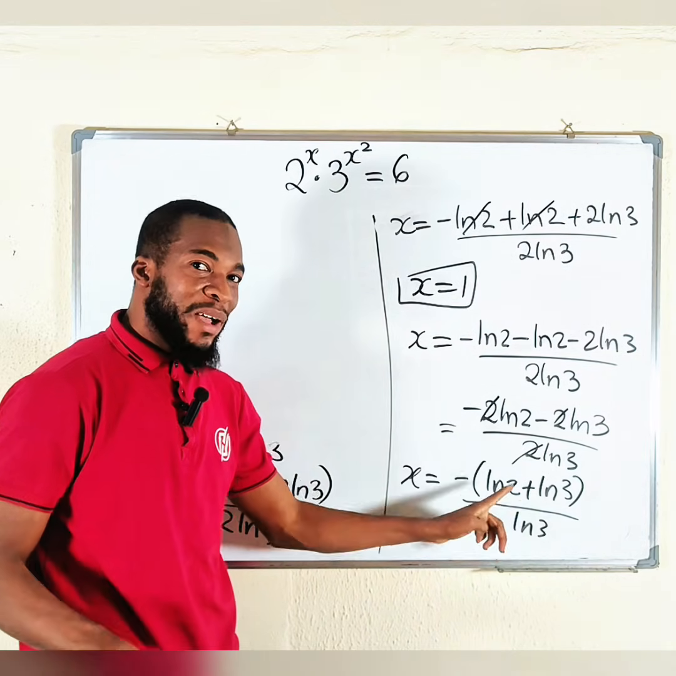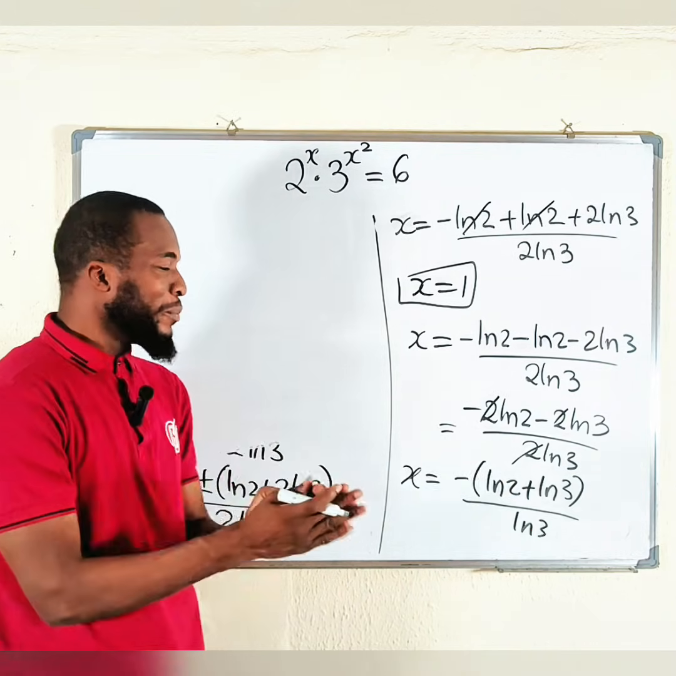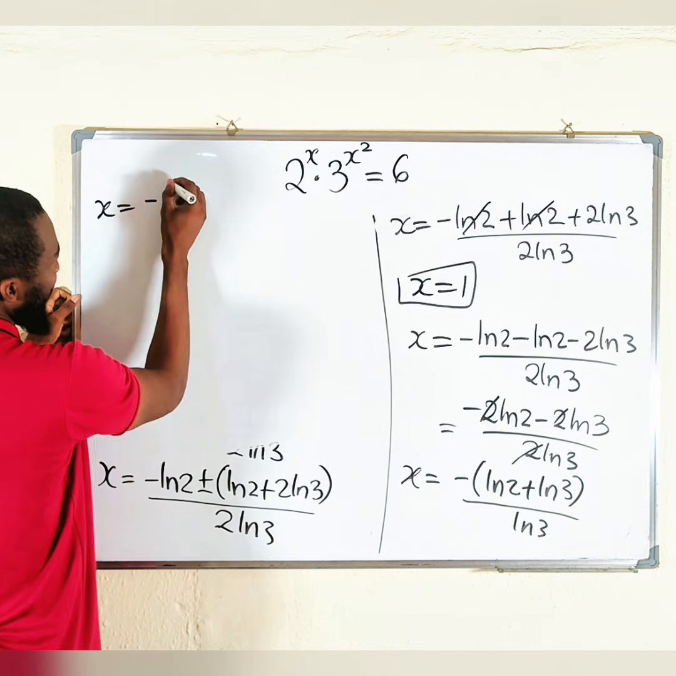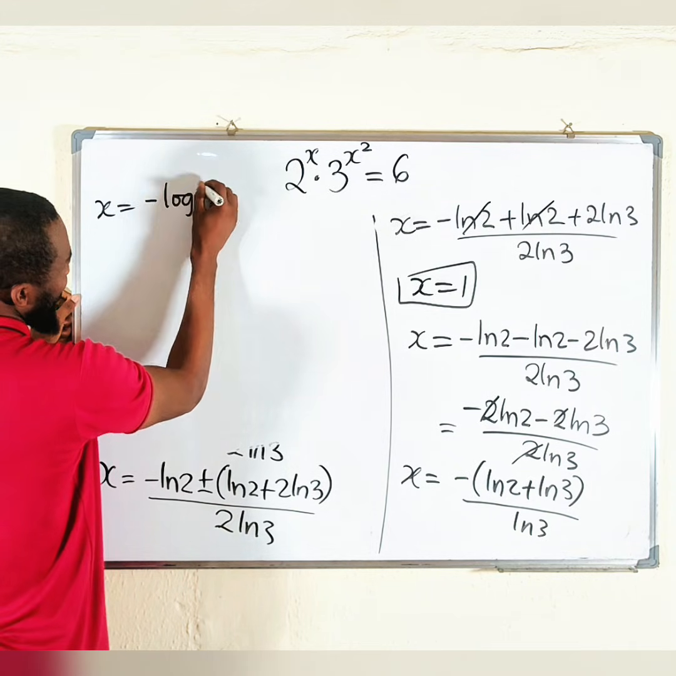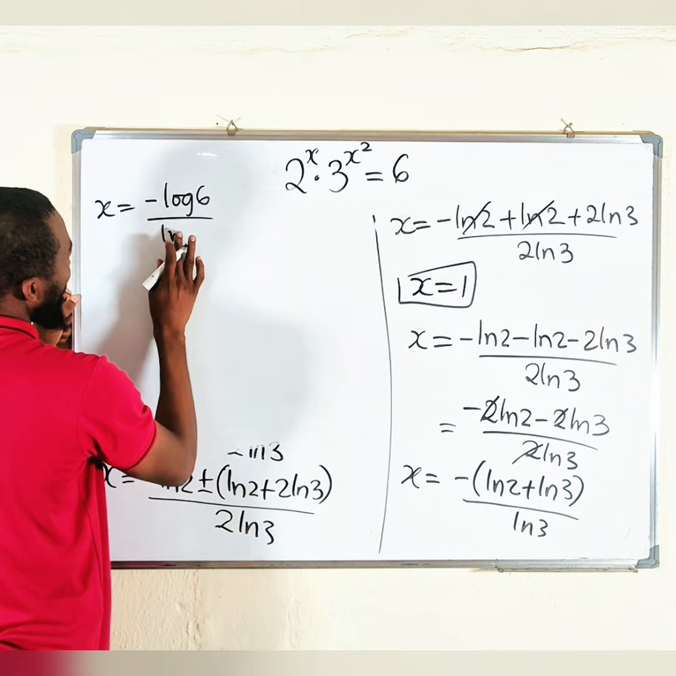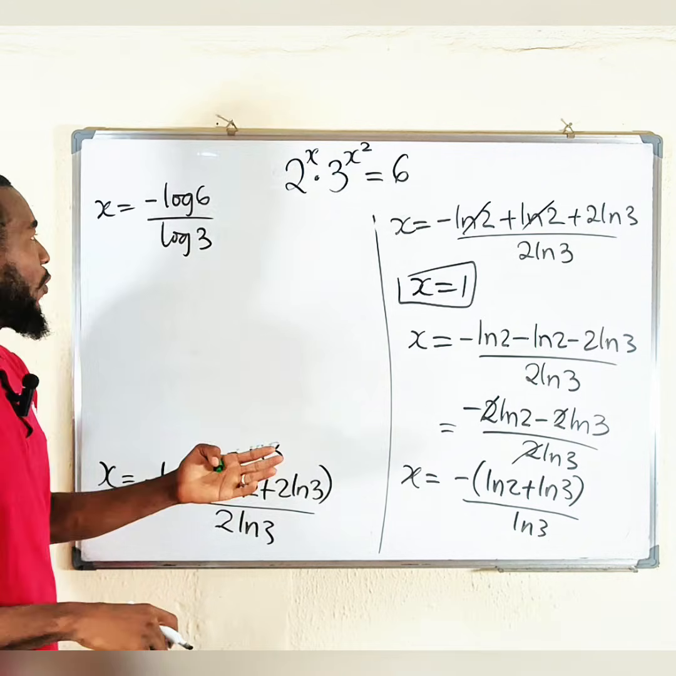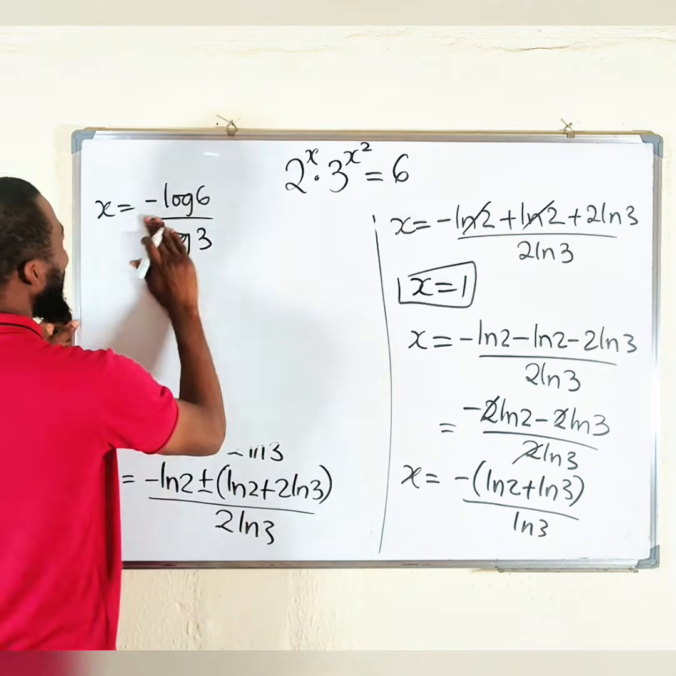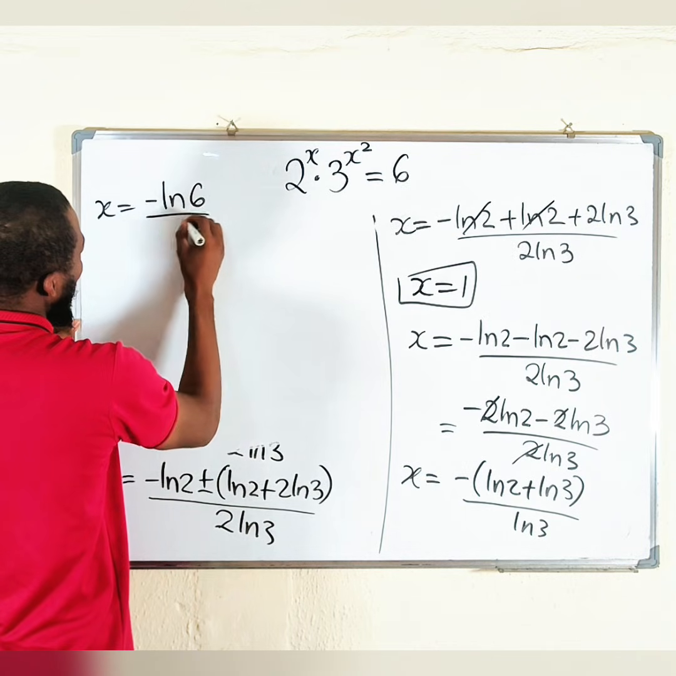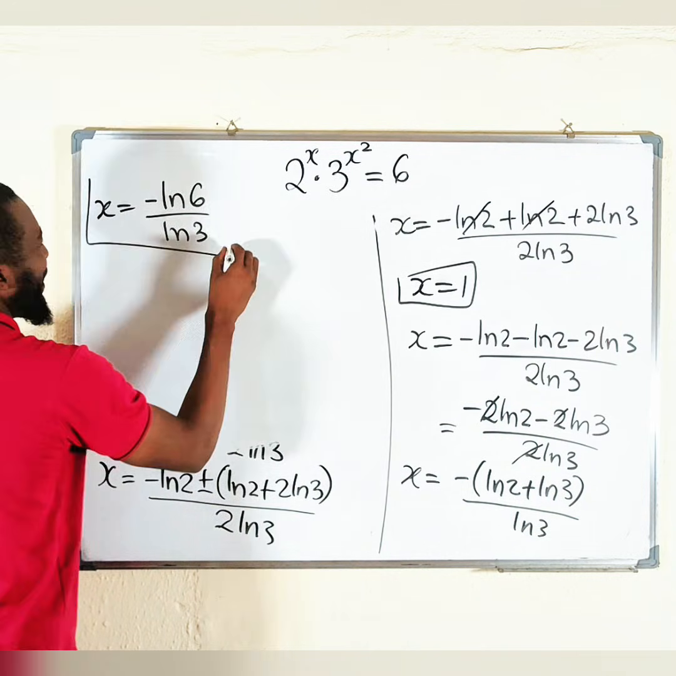You can reverse it. Remember, if you have log of a product, you split them into a sum. So now you can bring back your first log. So this is x equal to minus log of 6 divided by log of 3. Right? Are you confused? Okay, let me use natural log. They are all the same. Natural log of 6 divided by natural log of 3. So this is our second value.